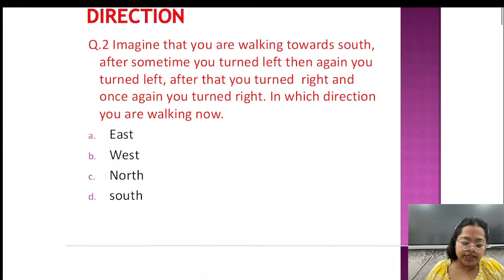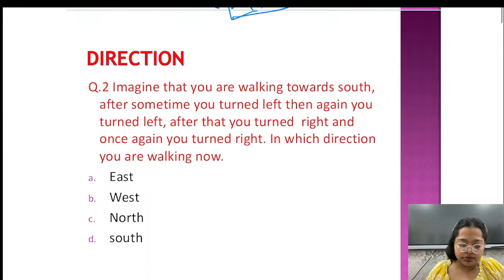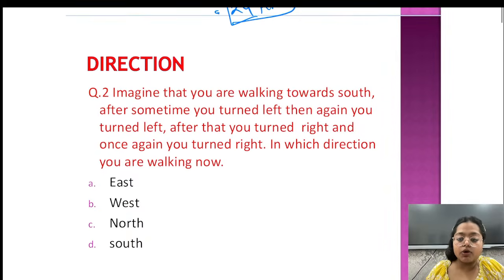Now again the next question. This question doesn't involve any kind of distance, but the directions. Imagine that you are walking towards south. Okay, so here is the south. This is my starting point. After some time you turn left. Okay, so this is the right, this is the left. I turn left. Then again you turn left.